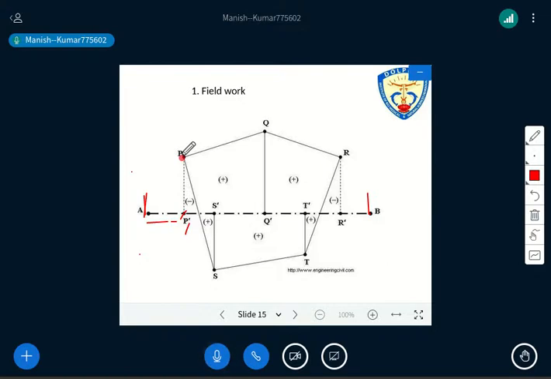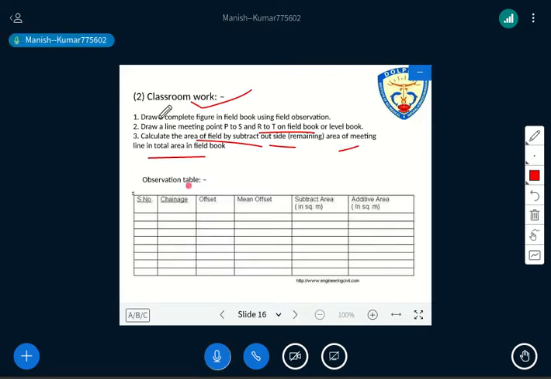Is it clear? And then when you are noting all this data in the notebook, you have to make this line also to meet the line P and S, PQ, RS and RT. Everything has to be done there in the classroom work. So draw a complete figure in the field book, draw a line meeting point P to S, R to T, then calculate the area of the field by subtracting the outside remaining area of the meeting line from the total area in the field book.